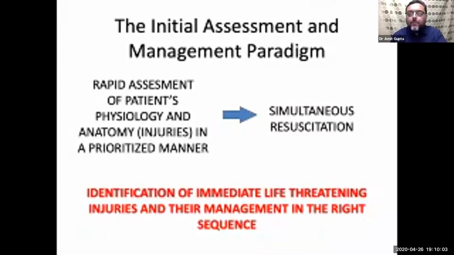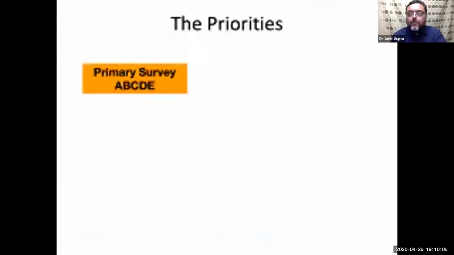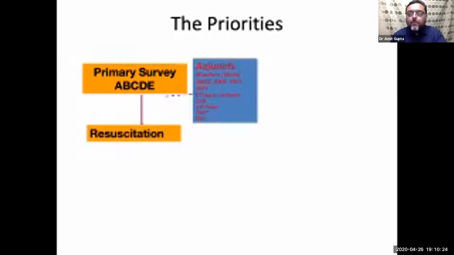The priorities remain the same as in the ATLS paradigm. You begin with the primary survey, which is nothing but a quick assessment of the A, B, C, D, E. Then resuscitate simultaneously. You can use some adjuncts like monitoring of the patient, certain imaging adjuncts, but a quick physical examination is a must for the primary survey. You keep on reevaluating these patients because they are very dynamic and can change their hemodynamic status very fast.